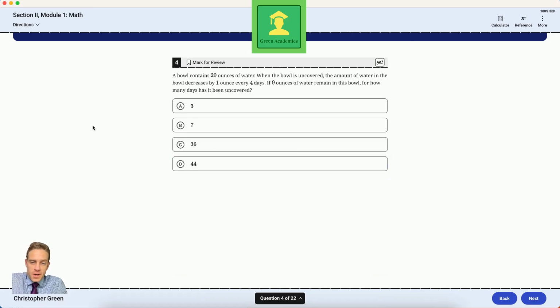A bowl contains 20 ounces of water. When the bowl is uncovered, the amount of water in the bowl decreases by 1 ounce for every 4 days. If 9 ounces of water remain in the bowl, for how many days has it been uncovered? So if it goes from 20 down to 9, it loses 11 ounces. And every ounce takes 4 days to lose. So 11 times 4 is 44.